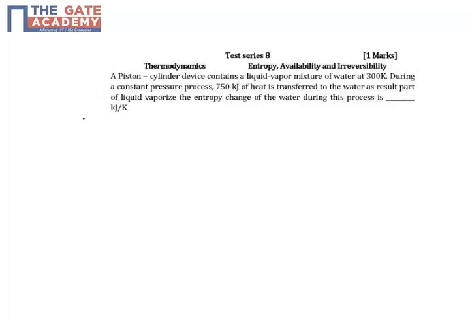Let's discuss a question from thermodynamics. A piston cylinder combination device is given, and it undergoes a constant pressure process. We have a liquid plus vapor mixture, and it undergoes a constant pressure process.